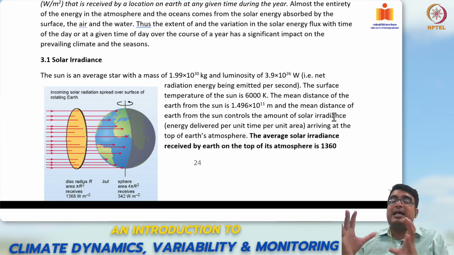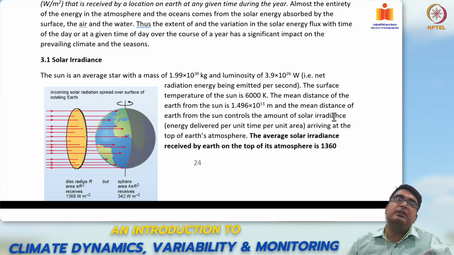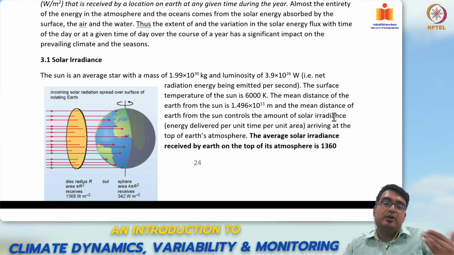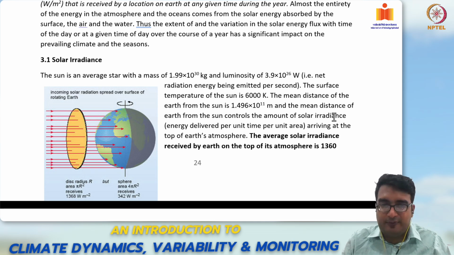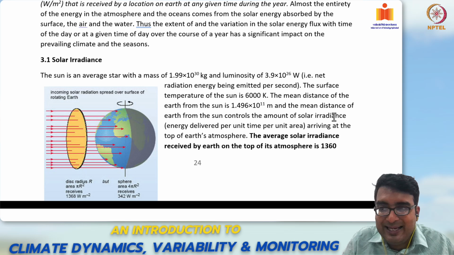Okay. This is the amount of solar energy that is arriving at the top of the Earth's atmosphere. Okay, because the atmosphere also absorbs some of it. Not all of this irradiance is actually hitting the surface of the Earth. So we will discuss that in later classes.